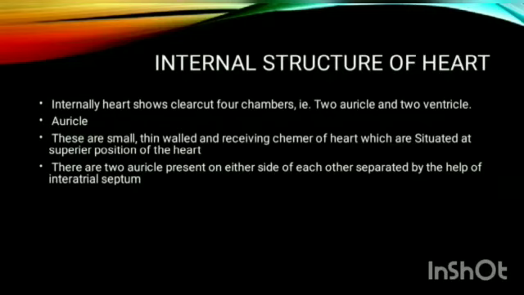Internally, heart shows clear-cut four chambers, that is, two auricles and two ventricles. First of all, we will see about the auricle. Auricles are small, thin-walled and receiving chambers of heart, which are situated at the superior position of the heart. There are two auricles present on either side of each other, separated by the interatrial septum. Right auricle is large and receives deoxygenated blood, while left auricle is small and receives oxygenated blood.